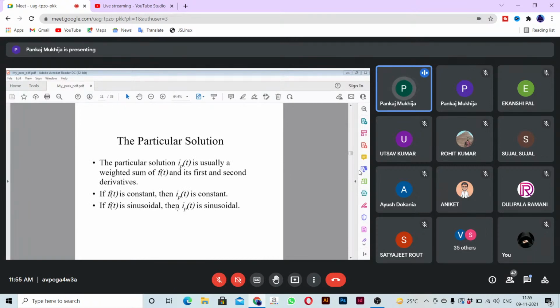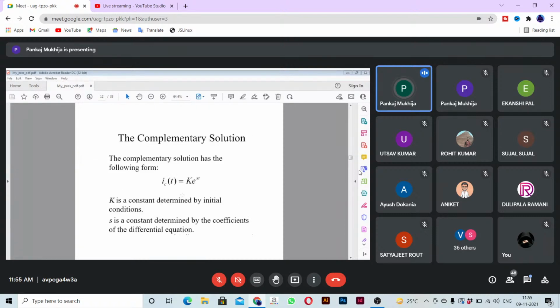By the end of this lecture, you will understand second order circuits. So what is IP? IP is our particular solution. Then next we are going for the complementary solution, that is IC. IC is of this form.